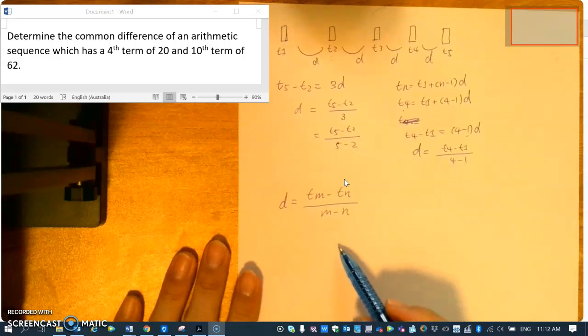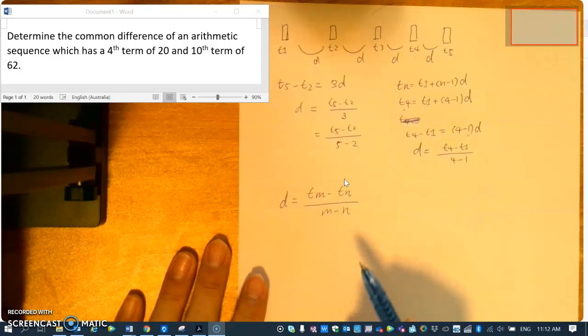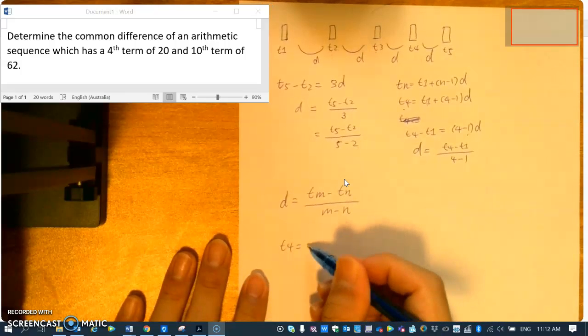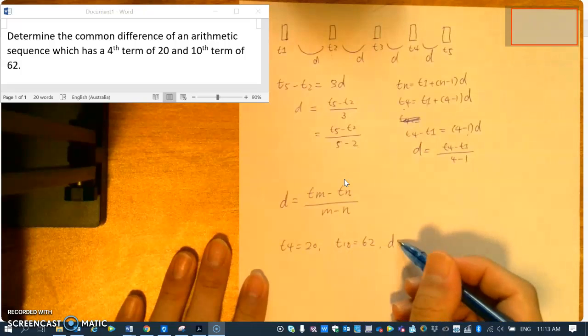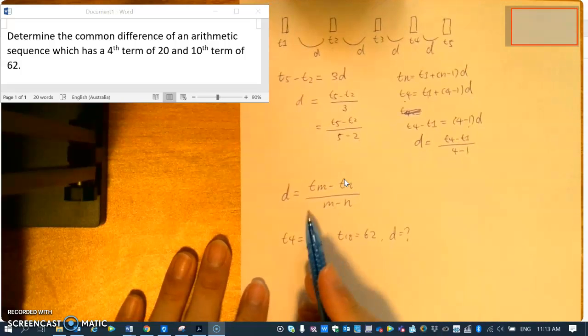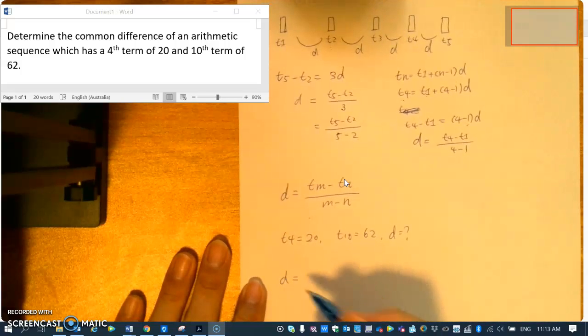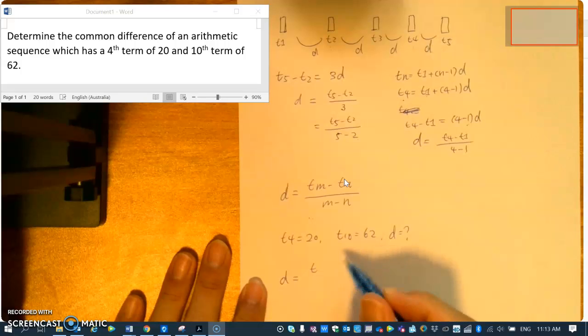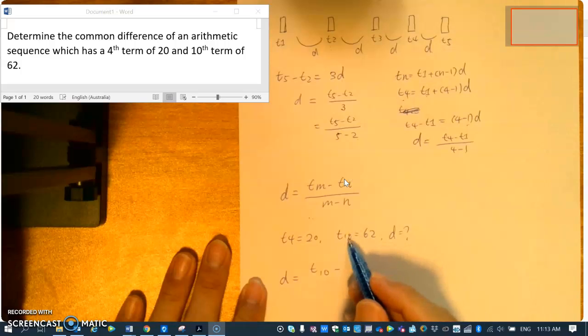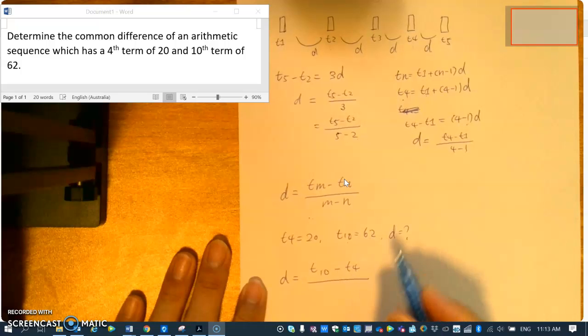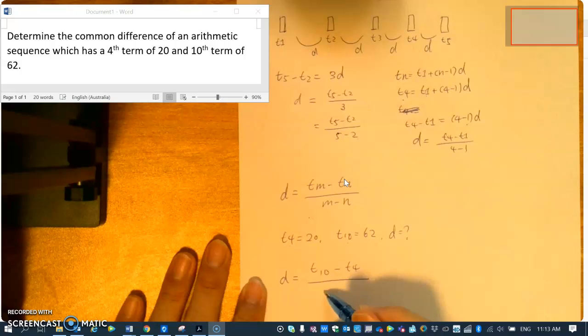Let's apply this to the problem we have. We're given T4 equals 20, T10 equals 62. We have to calculate what D is. So, substitute into this equation, D equals, now it's best we use the bigger term because it's easier to work with, T10 minus Tn. No, sorry, we got m, which is 10, minus n, which is 4.